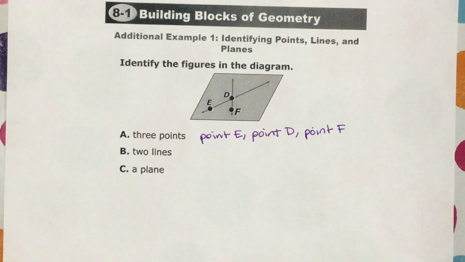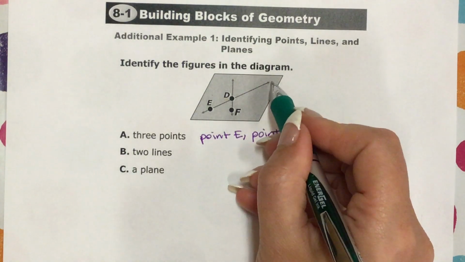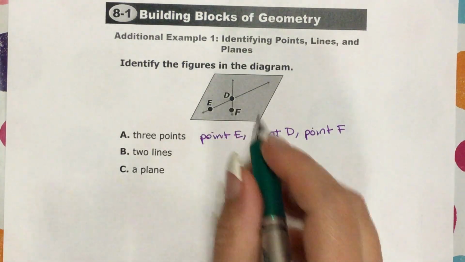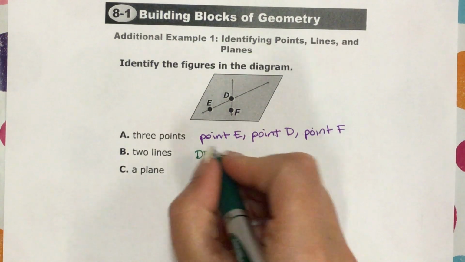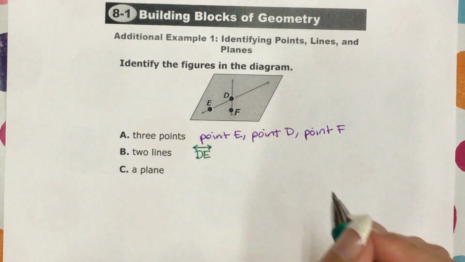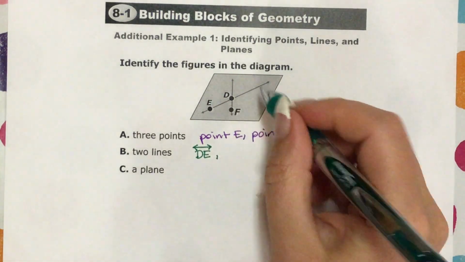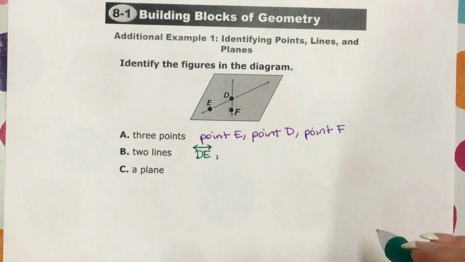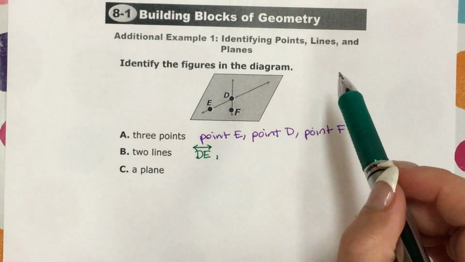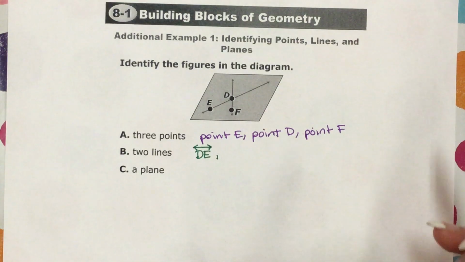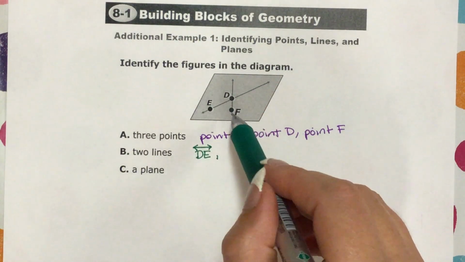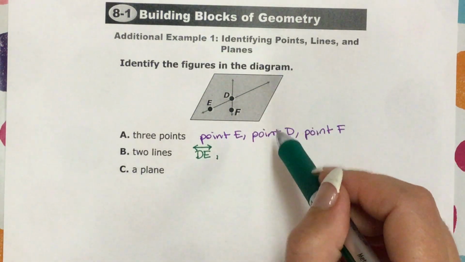Now we need to label two lines in this diagram. I see that this line extends forever going through E and D, and I'm going to do it alphabetically. So one example of a line would be DE, and make sure we put that little line symbol on top. Another line would be this one right here, and I'm going to do this one in alphabetical order as well. You don't have to use alphabetical order, but what I've found is that when you're checking your work, most people usually put them in alphabetical order. However, if they're not in alphabetical order, you just need to recognize that it's the same.